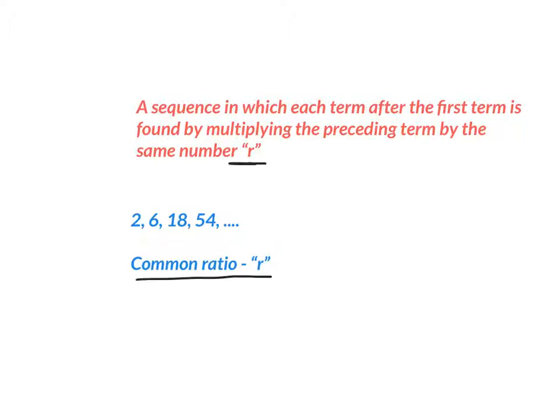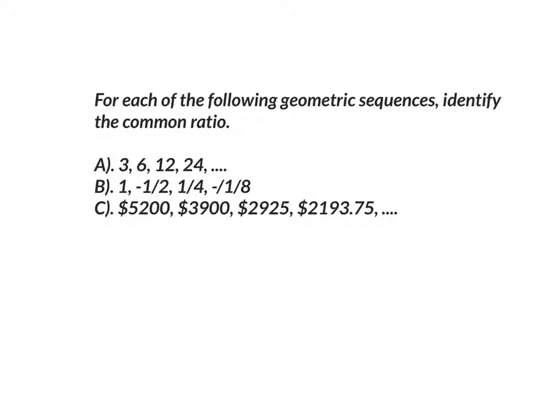Common ratio is R. In this case it goes 2, 6, 18, 54. They're multiplying by 3. So our common ratio, or R, would be 3. So they're multiplying each term this time to get the next term instead of adding the same thing every time. So the first kind of problem you're going to see is it's going to say, for each of the following geometric sequences, identify the common ratio.